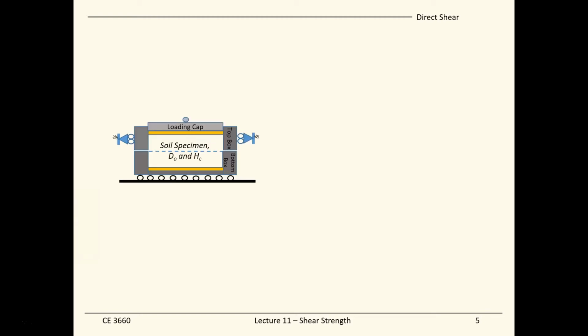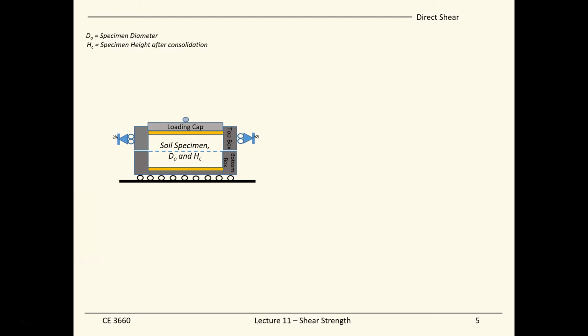So what is the direct shear test? A direct shear test is when you have a soil sample like this one, and we want to mimic the shear type of loading. The soil sample is confined in a box that has two parts, a top part and a bottom part that can slide against each other. So this is the direct shear test.